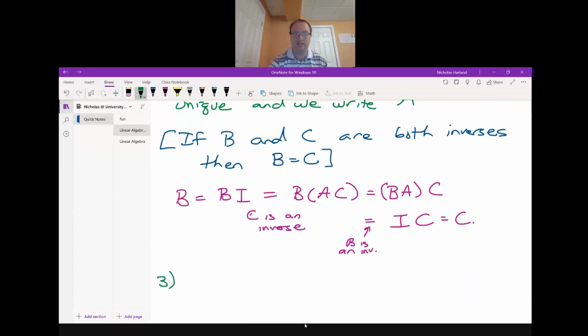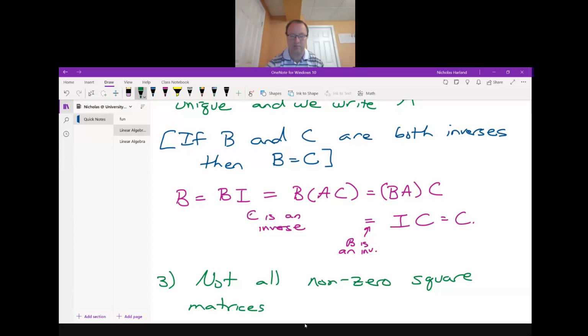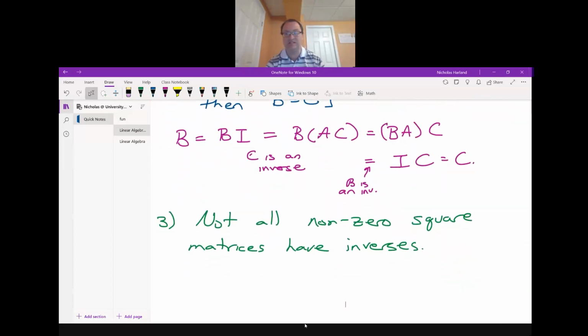Fact number 3 is not all non-zero square matrices have inverses. The zero matrix obviously doesn't. Multiply that by anything, you get 0. But even non-zero square matrices, some of them don't have inverses either. So that's going to be something we're going to see in other videos, is how to find the inverse if it exists, and how to tell when it doesn't. How to tell when a matrix doesn't have an inverse.